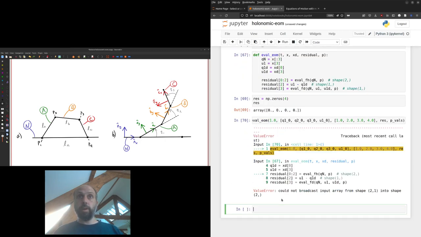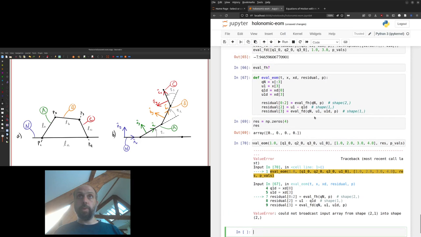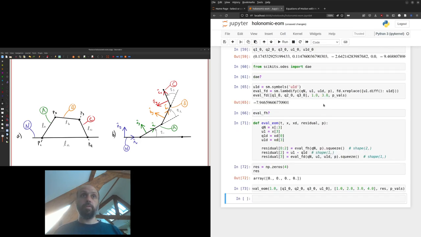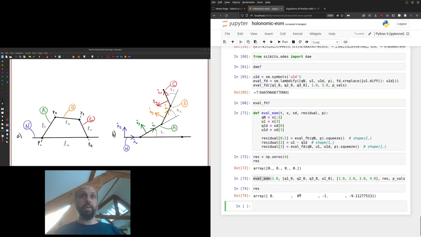Could not broadcast input. Oh yeah, we probably need to squeeze this as well as this. And it seems like something works. Nothing is returned from eval eom because it just populates this residual vector, which now has some numbers in it. So it looks like we're on the right track.